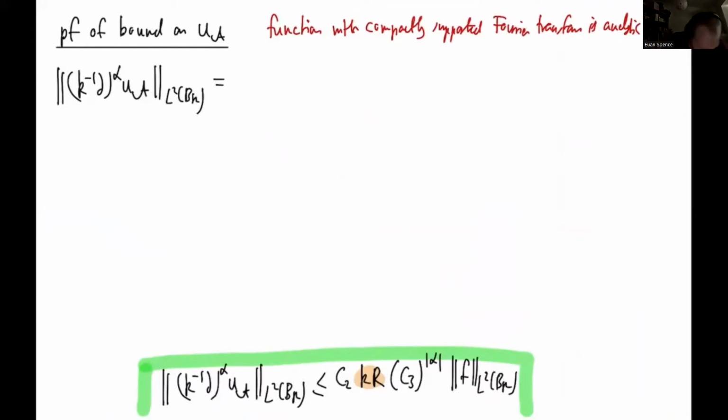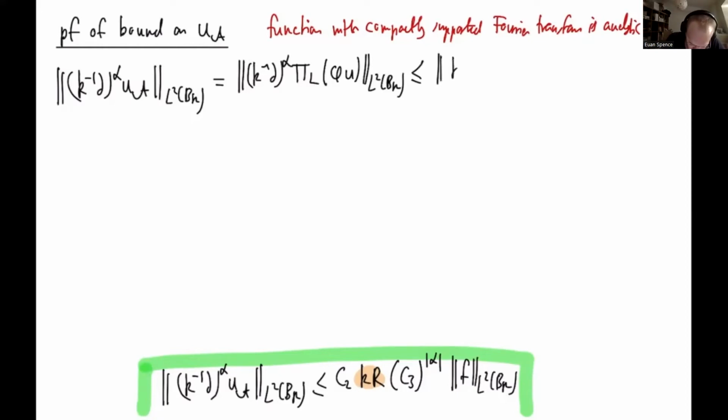So this is equal to, the first thing I'm going to do is stick in my definition of UA. UA is the low frequency cutoff pi L applied to phi U, and this is on L2 of BR. Now I want to move to the full space R^D because I want to use my Fourier transform there. So this is certainly less than or equal to the norm of just this exact function, but now on L2 of the whole space, L2 of R^D.